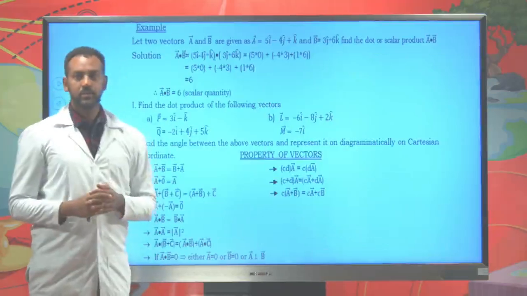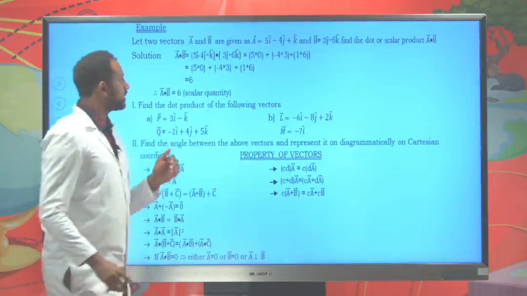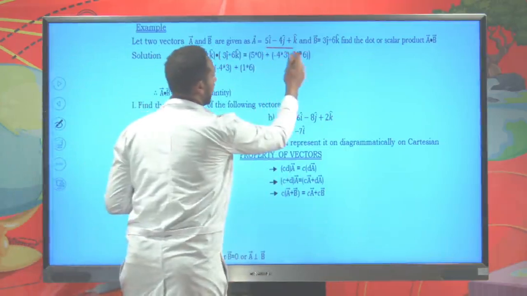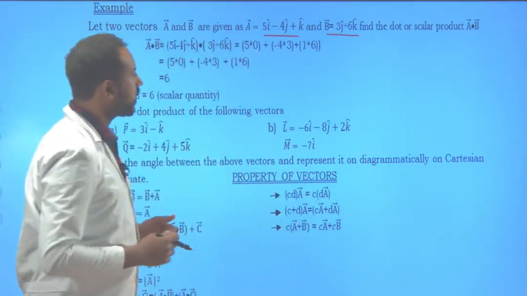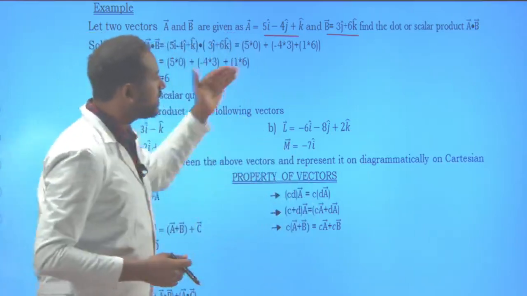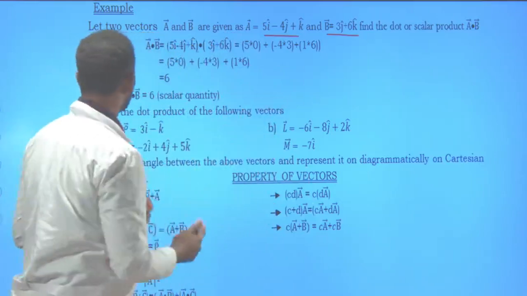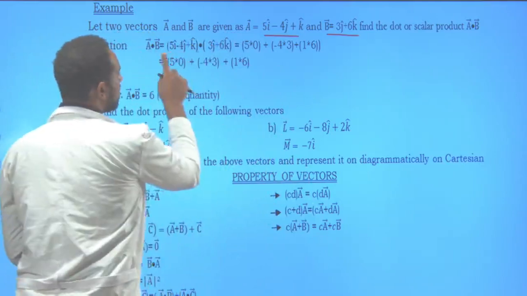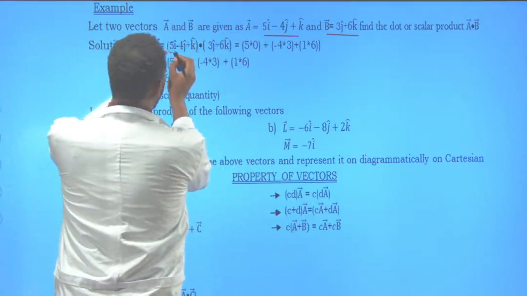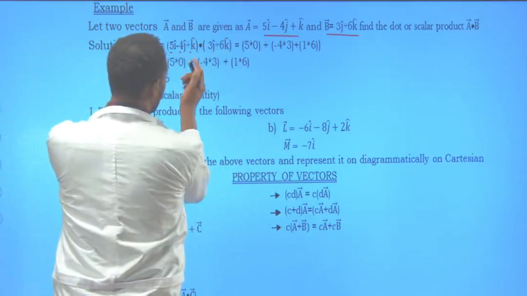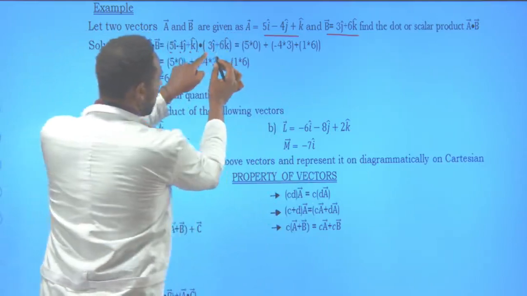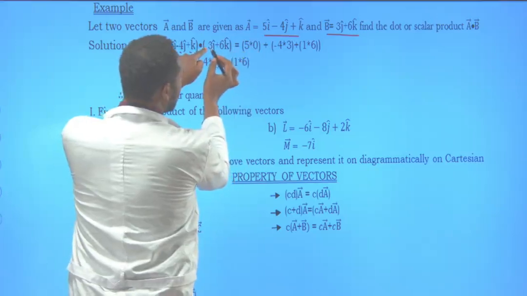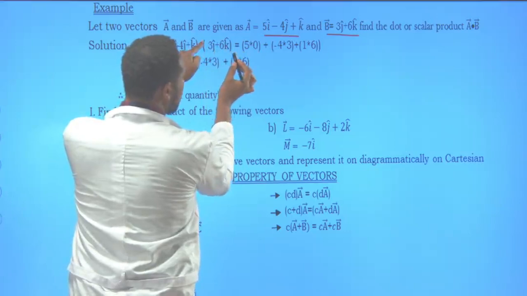Let's see one good example. Here you have two vectors, and those two vectors are given as 5i minus 4j plus k. And the other vector is given to be 3j plus 6k. Find the dot product of the two vectors. To determine the dot product, we just multiply the coefficients. Here, 5, minus 4, and 1 are the components. There is no i component in the second vector, because it says 3j plus 6k, only y and z components.